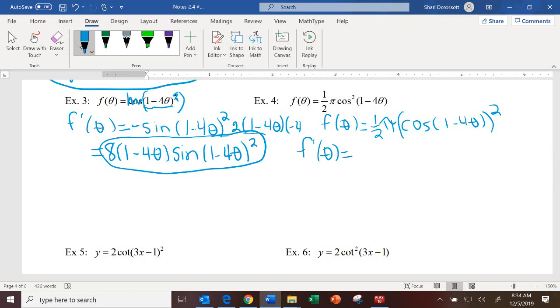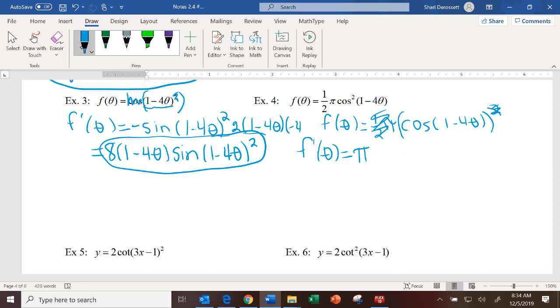So what is the 1/2 pi times the 2? What's that going to be, guys? Pi. So we did this part. We did the 1/2 pi times the 2. That's gone. Working our way inside.